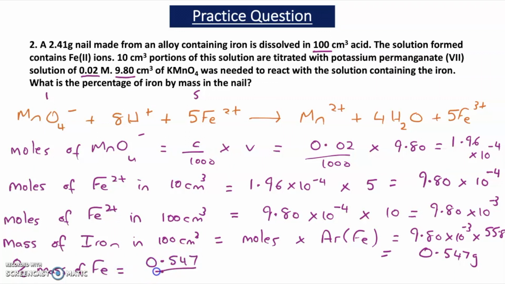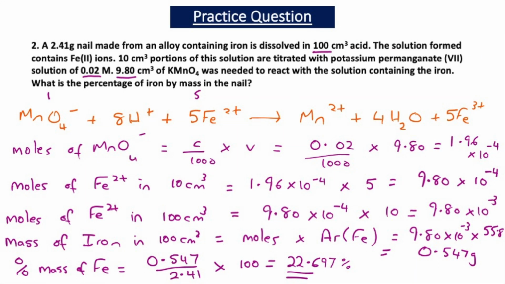Now we know the mass of iron in our 100 cm³ solution is 0.547, so we need to work out the percentage mass of iron that was present in the nail. So therefore it would be 0.547 divided by the mass of the nail, 2.41, times 100, which comes out to be 22.6%.